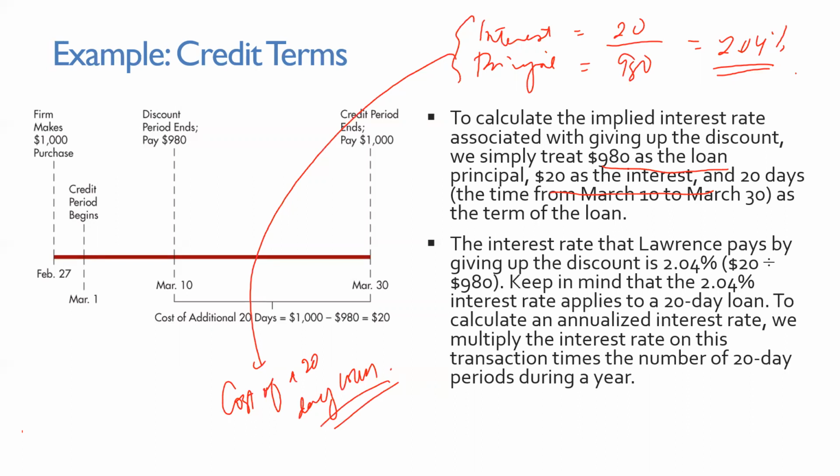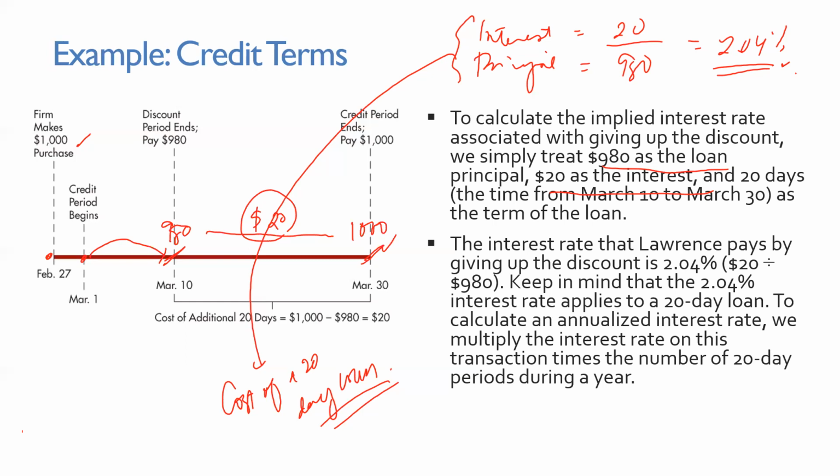Why is it the cost of a 20-day loan? Let's look at this illustration. Okay. The firm makes a 1,000 purchase, Feb 27. The credit period begins on March 1. You have to pay on March 10. So essentially, yung 980 should have been paid, no, on March 10, but you're paying 1,000 by March 30. So in any case, the $20 arose because you're paying 20 days later, right? So the 2.04% is actually the cost of a 20-day loan, okay?